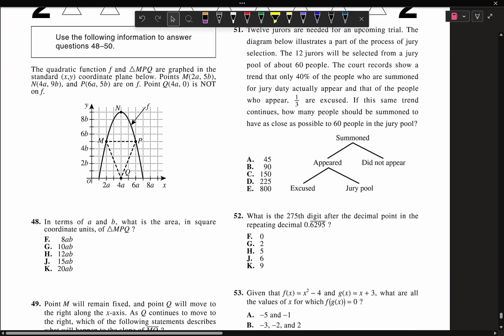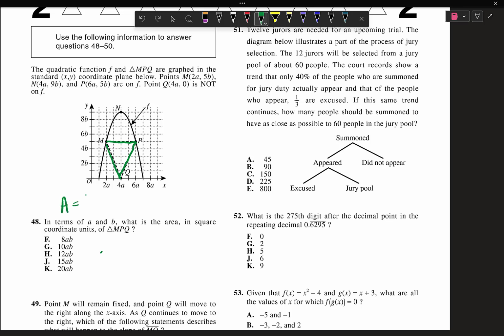All right, so we've got this diagram. We've got some information here. Feel free to read it. You don't need to because we're given all the information we need in this diagram. 48. In terms of A and B, what is the area in square coordinate units of triangle MPQ? So we want to find the area of this triangle.